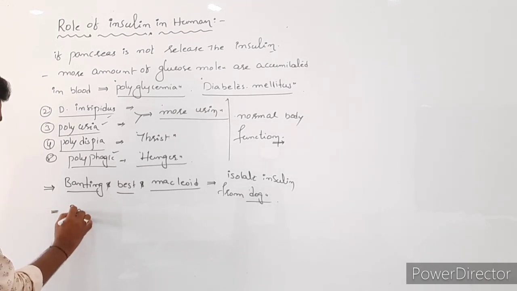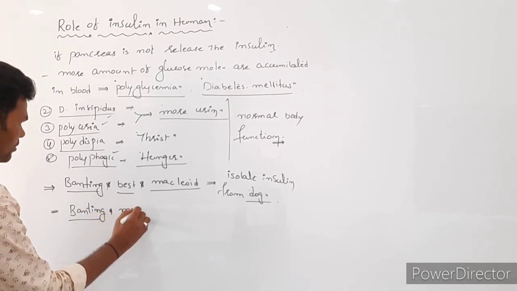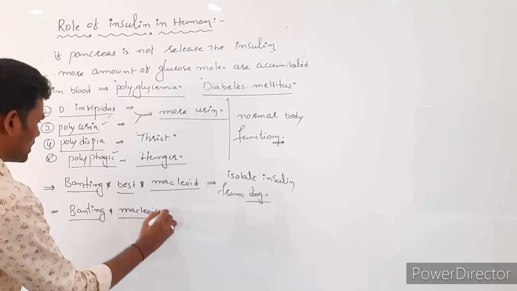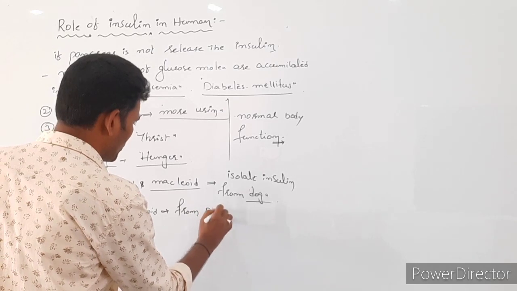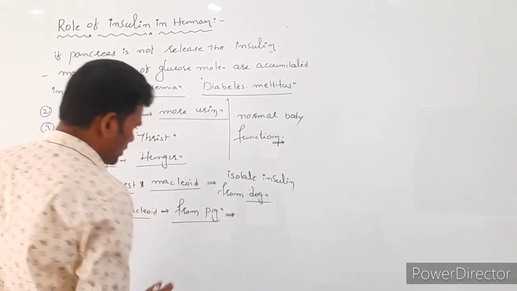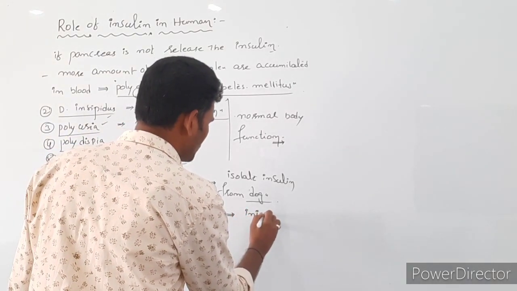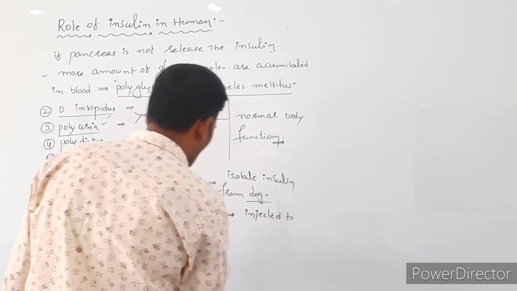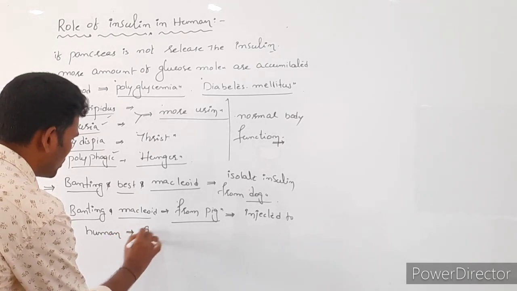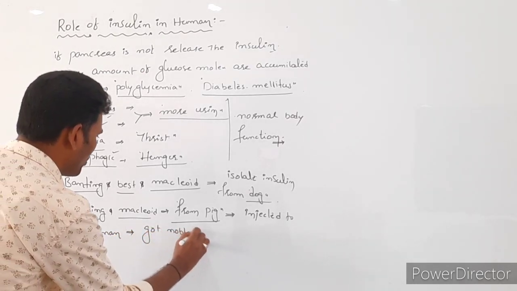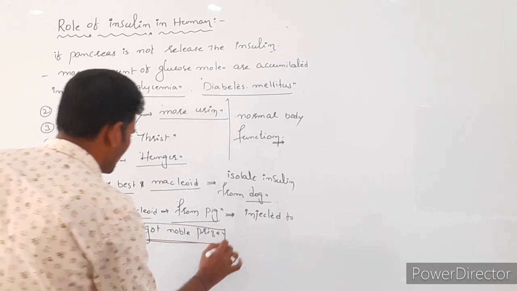Later, Banting as well as MacLeod, these both scientists again isolated the insulin from pig. And not only isolated, they successfully injected it into humans. So that's why they got the Nobel Prize. They got the Nobel Prize. Clear?